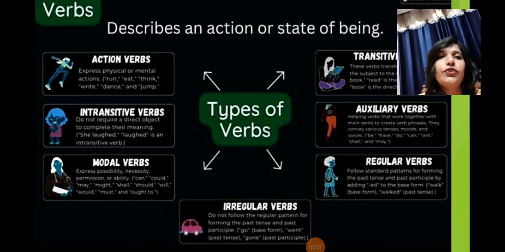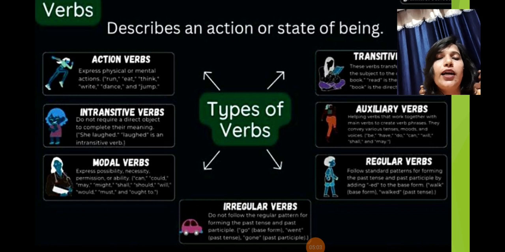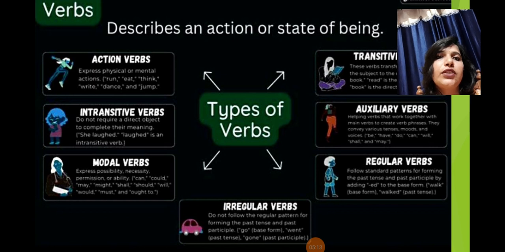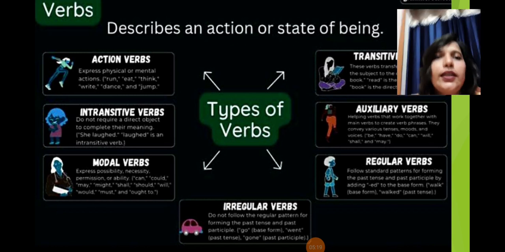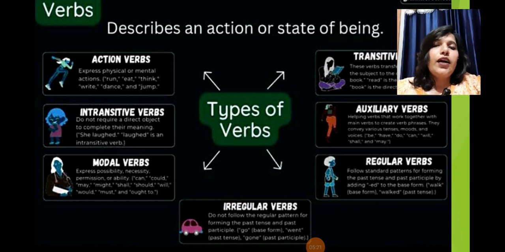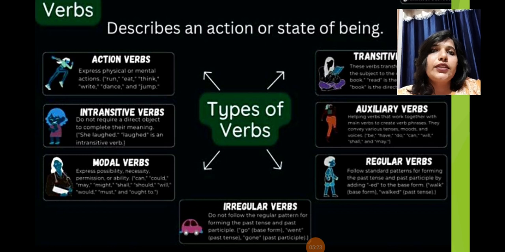Here I just repeated the types, because two were missing in the previous slide. Regular and irregular were not mentioned in that particular slide. So I thought it would be a revision for the rest, and regular and irregular would be added. That's why I added this particular slide.